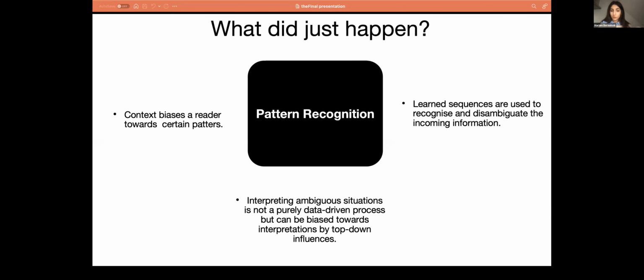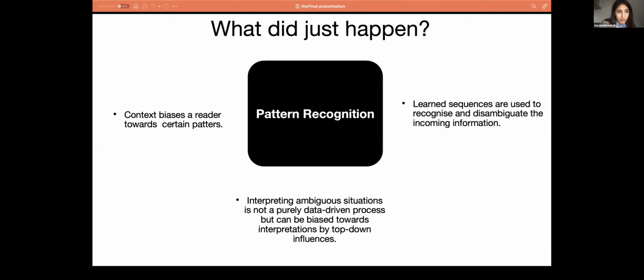And top-down stored information might automatically fill the gap and thus create a bias, which will crucially affect the appraisal of the situation. We know that learned sequences are used to recognize and disambiguate the incoming information. And with the context, we create the expectation of what the next stimulus is going to be. And in this case, when we say the context, we mean the first four letters of the word apple.